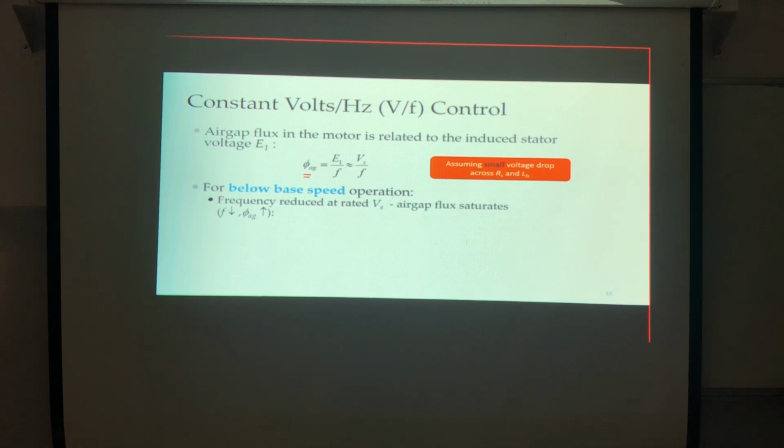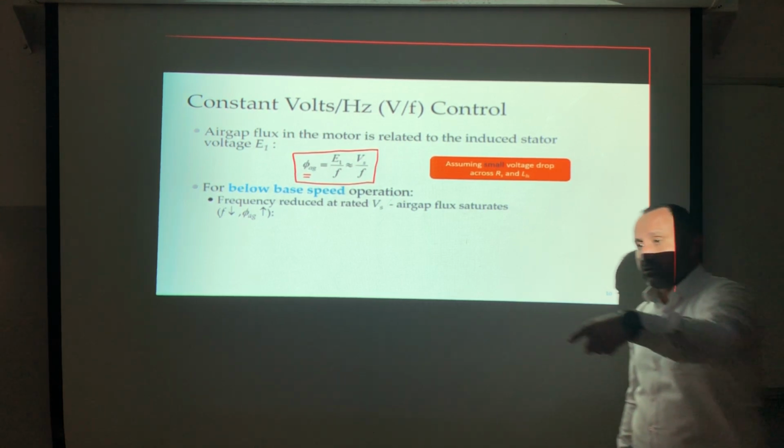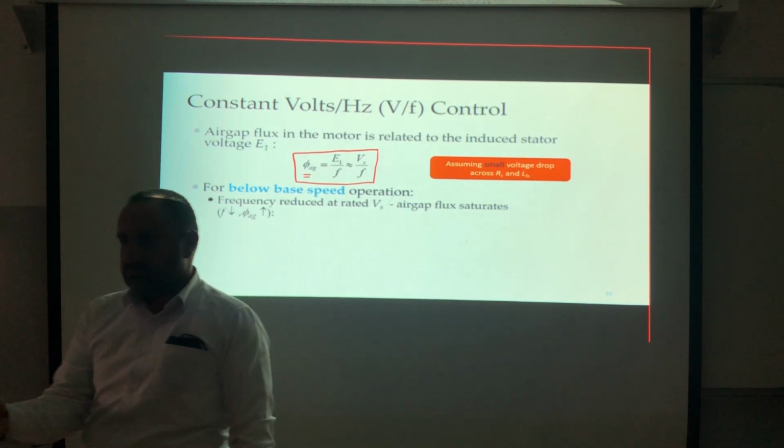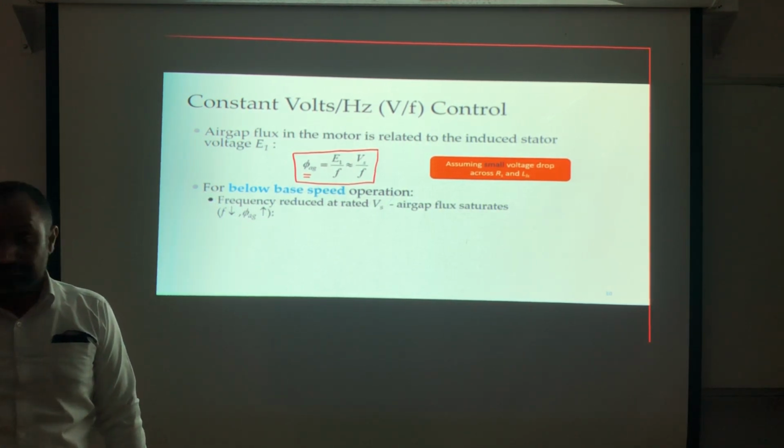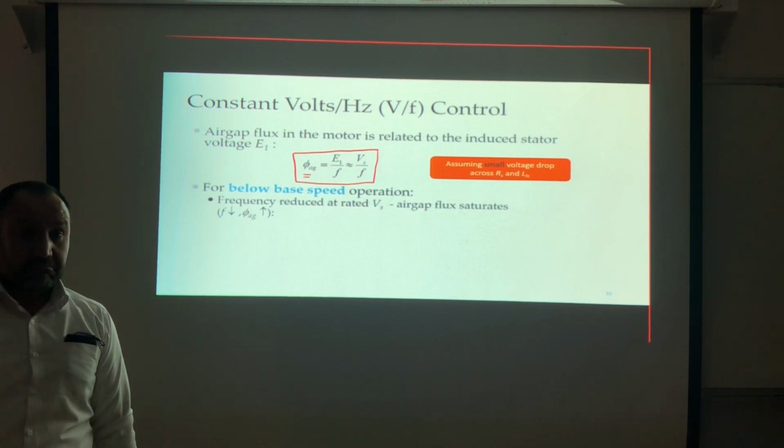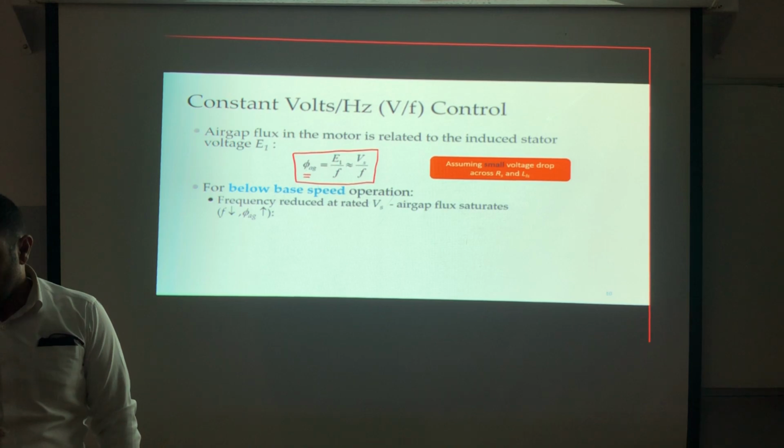So now let's see. If I need to control below the base speed, then if only the frequency is reduced at rated voltage, what will happen to the air gap flux? Now let's see. Someone will say, I can control the speed of the machine below the rated speed by controlling the frequency. For example, if the frequency is 50 Hertz, I will put it at 40 Hertz. So logically, this means the speed will be reduced.